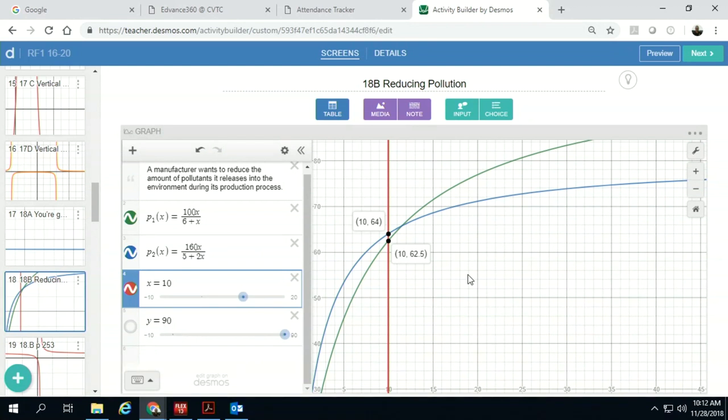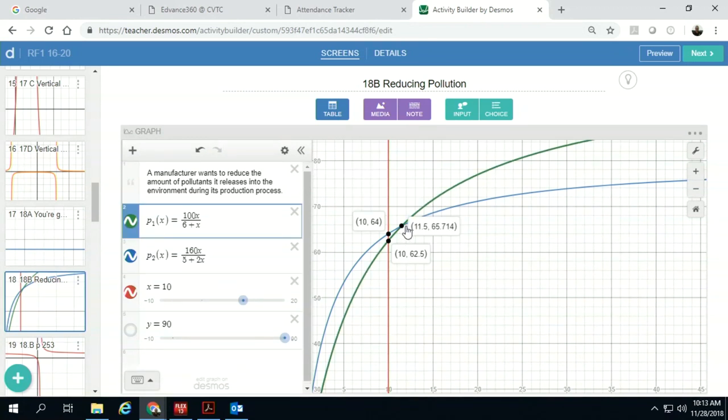The blue one, right? Which is plan 2. Plan 2 removes more pollutants than plan 1. B asks, at what level will they be the same amount? Well, if they both spend $11,500, they will remove 65.714% of the pollutants.